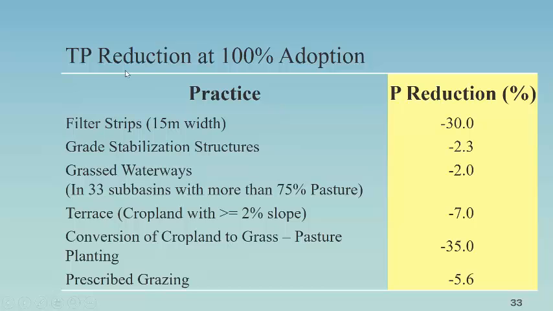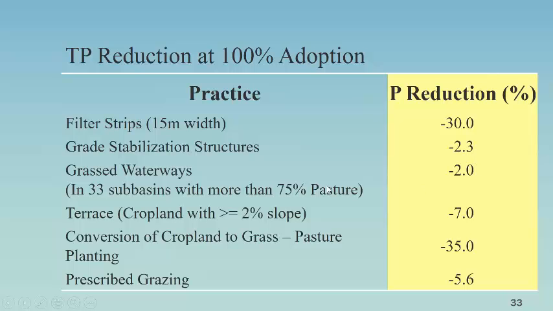Okay, so if we assume that 100% of this eligible land is going to adopt these practices, what will be the impact on phosphorus reduction? If everybody put a 15-meter width of buffer around the farmland, that will help reduce only about 30% of the phosphorus, for example. Or if you put in grade stabilization structures, it may help reduce only 2.3%.